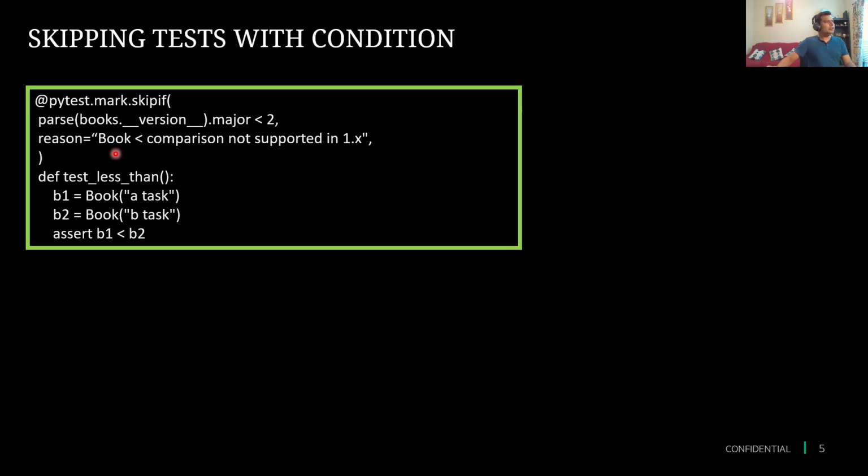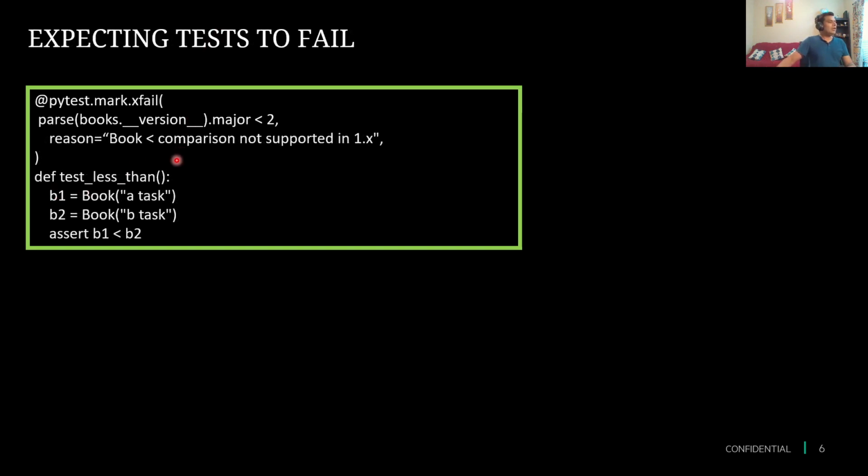What if we want to exclude the test case but only on some certain condition? For that, we have another marker, skipif, and then we can add the condition. Here we are saying if the number of books is less than 2, then only include, and everything remains the same. Let's talk about the next one.